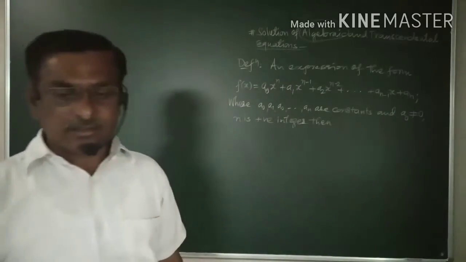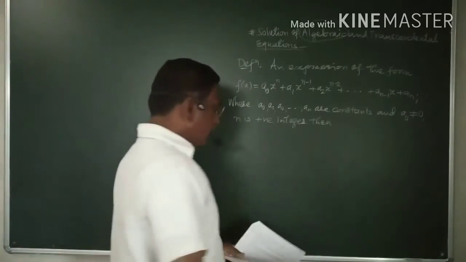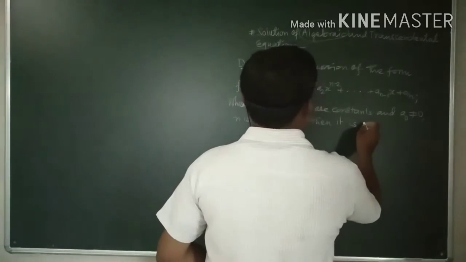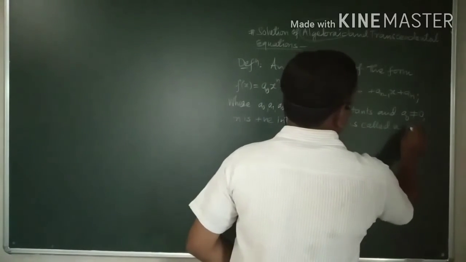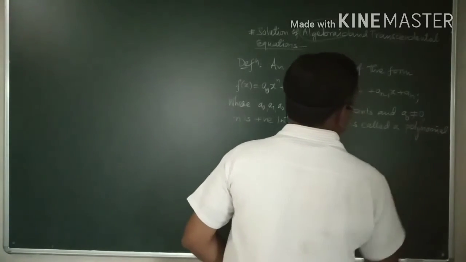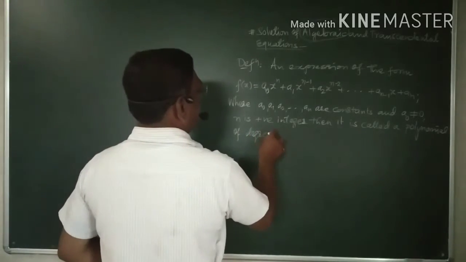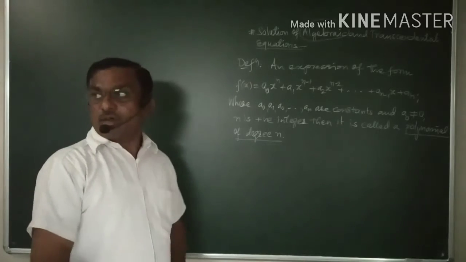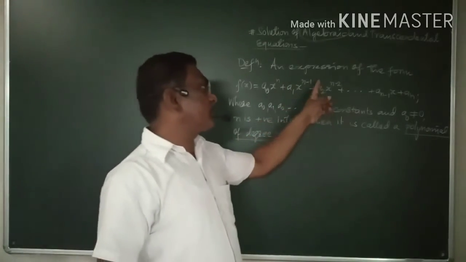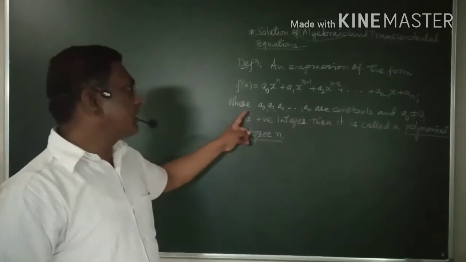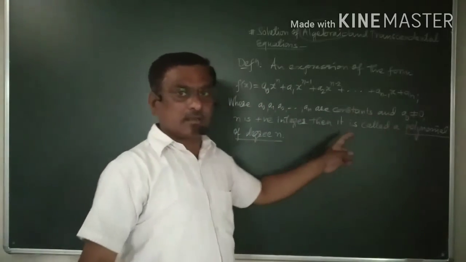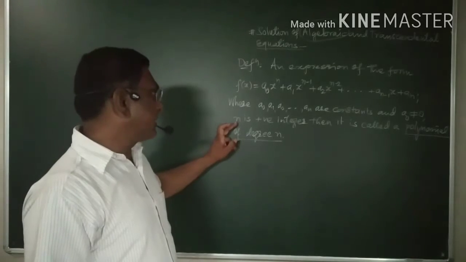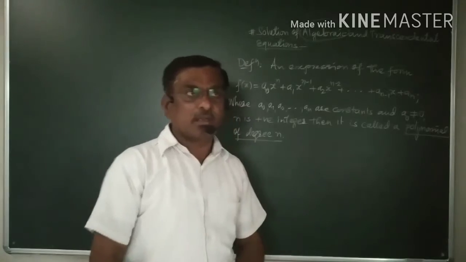Then, if this is there, it is called a polynomial of degree n. f(x) = a0 x^n + a1 x^(n-1) + a2 x^(n-2) + and so on, a(n-1) x + an, where all these coefficients a0, a1, a2, an are constants, and a0 is not equal to 0, along with n being a positive integer, then it is called a polynomial of degree n.